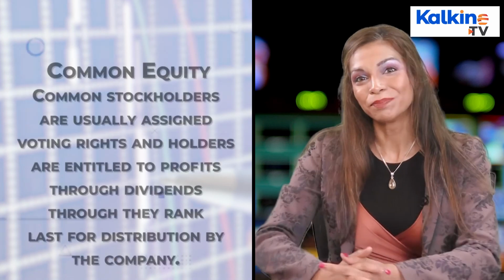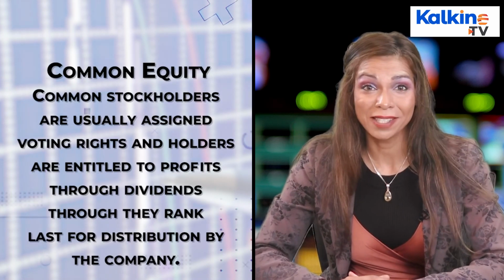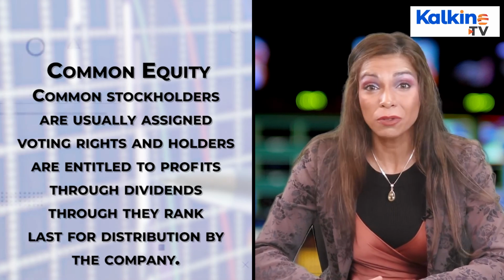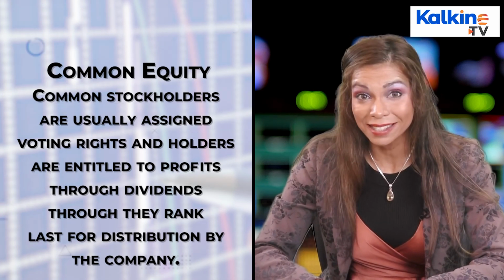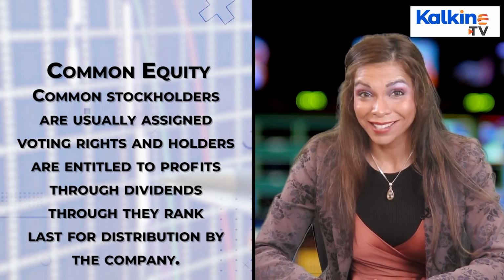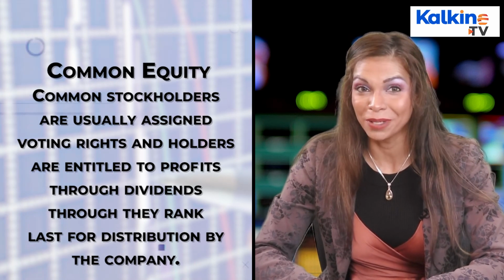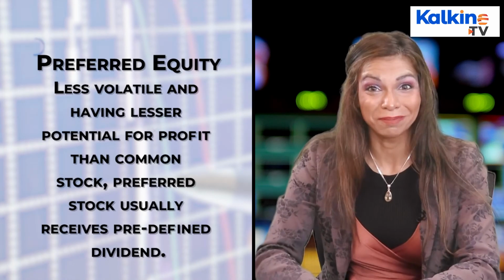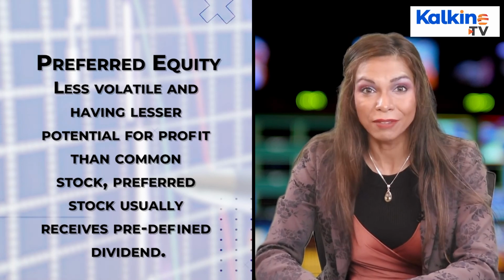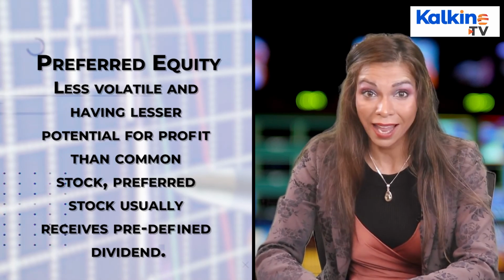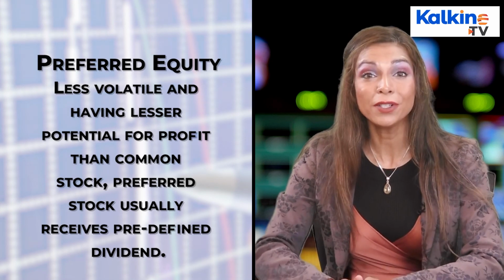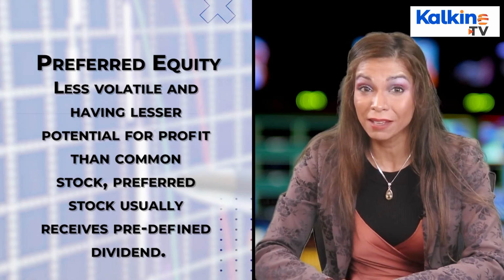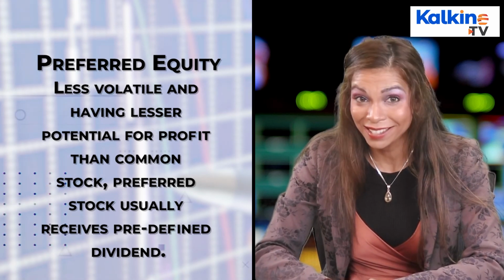Common equity. Common stockholders are usually assigned voting rights and holders are entitled to profits through dividends, though they rank last for distribution by the company. Preferred equity. Less volatile and having lesser potential for profit than common stock, preferred stock usually receives predefined dividends.